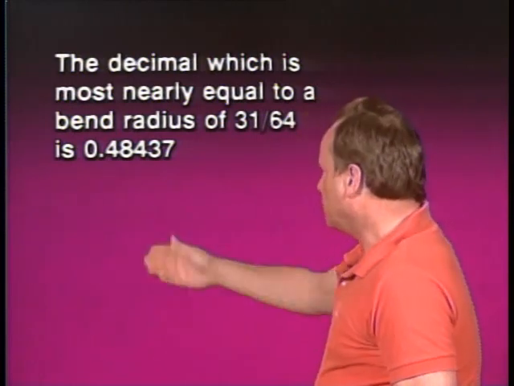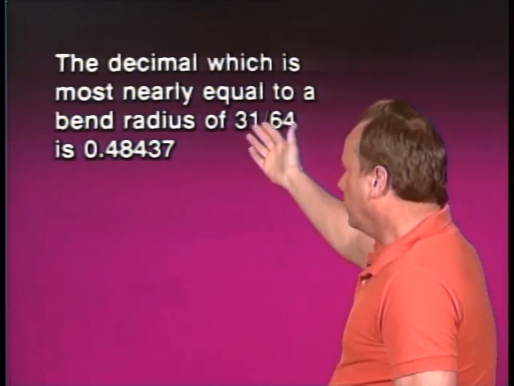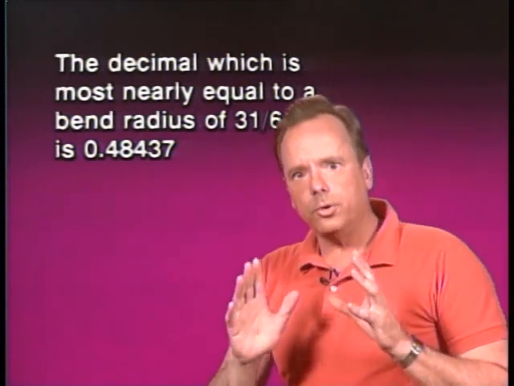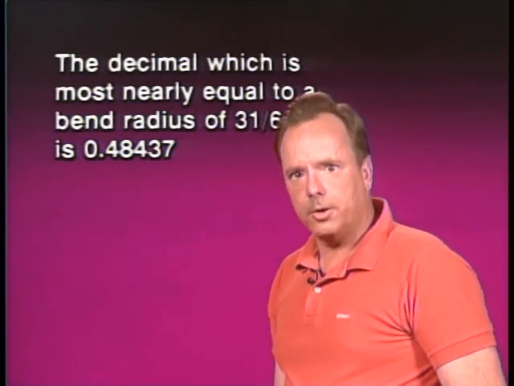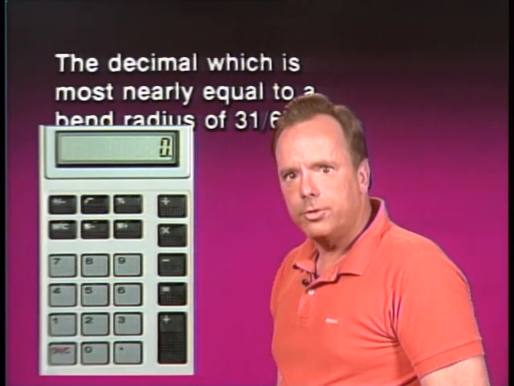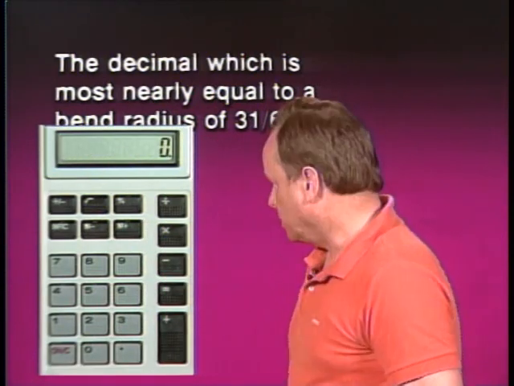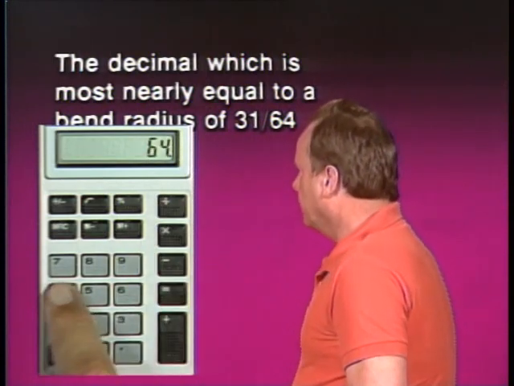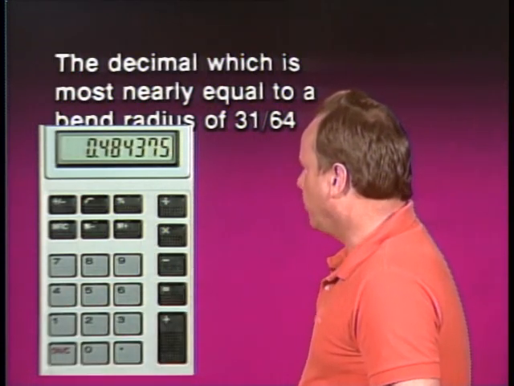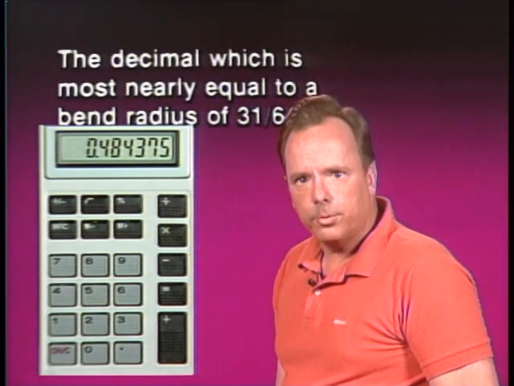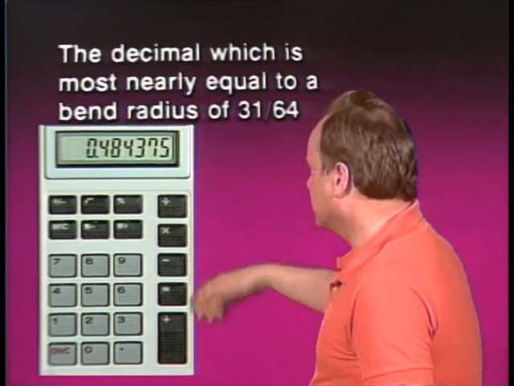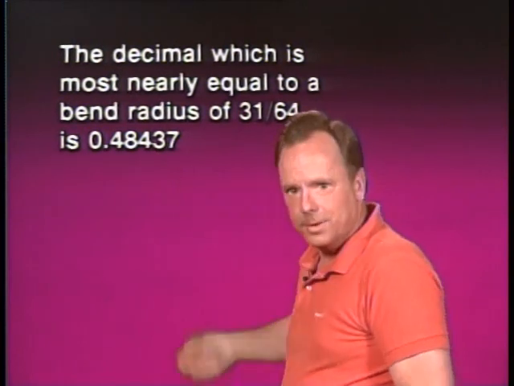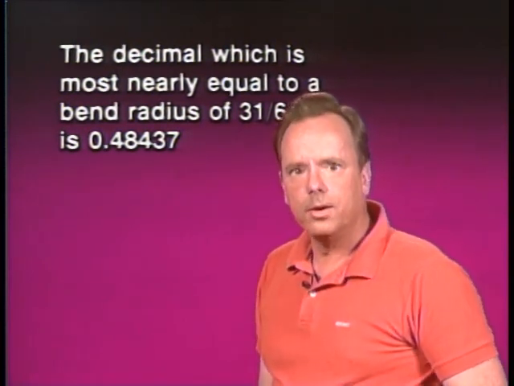First of all, the decimal which is most nearly equal to a bend radius of 31/64 is what? All you have to do to solve this problem is take your electronic calculator and divide 31 by 64. So punch in 31, divide by 64, and you find out the decimal is 0.48437. Let's take a look at that answer up there, and we got it right.